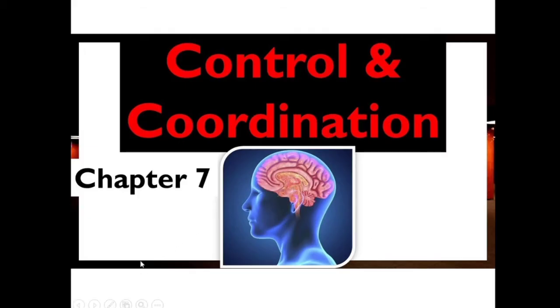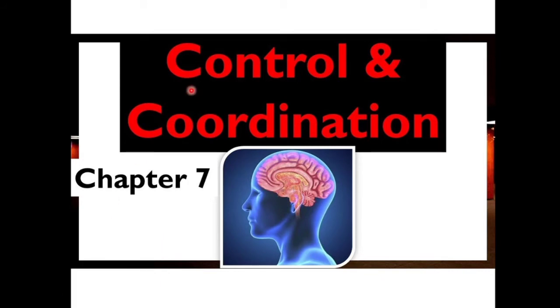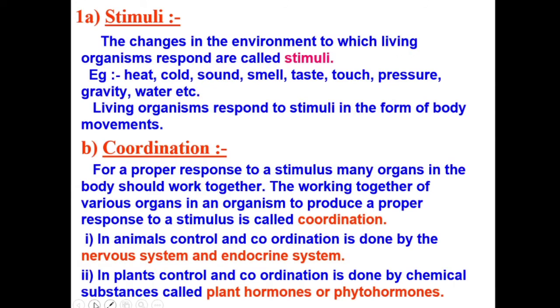Okay, so the chapter we are going to start now is our 7th chapter, that is control and coordination, right? So we're going to start this chapter. Let's see what we have in this chapter. Now, before starting this chapter, we need to know some few basic terms, so that we can understand this chapter better.